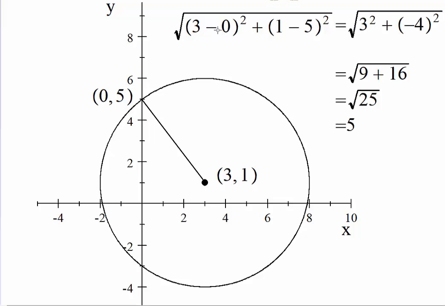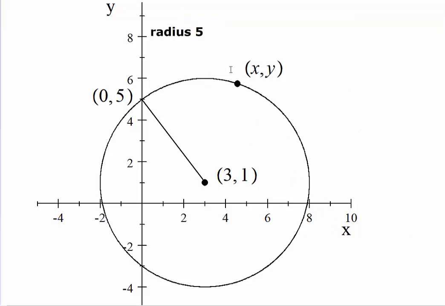What we see is 3 squared, then negative 4 squared, which is 9 plus 16, giving the positive square root of 25. So 5 is the radius of this circle. Now, to find an equation of the circle, we know that the radius is 5.